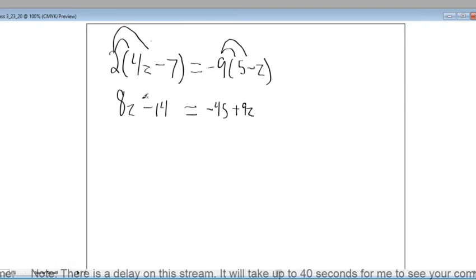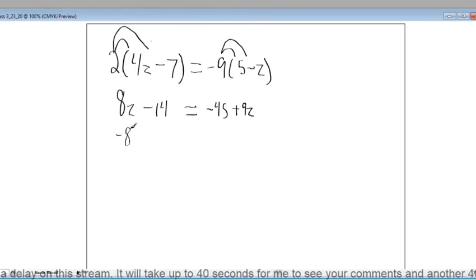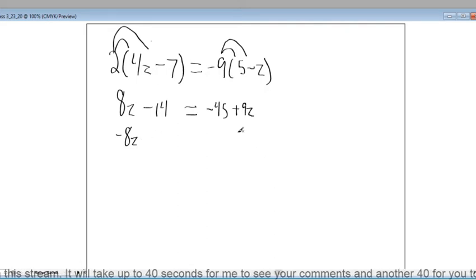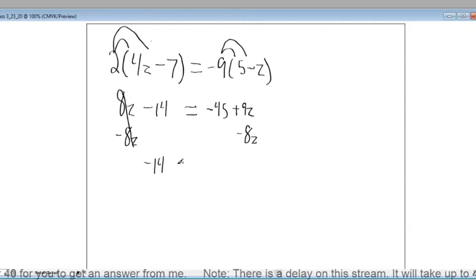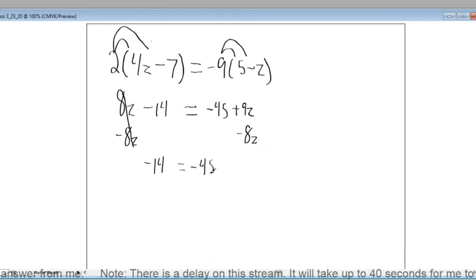So, again, we need to get the z's together. So I'm going to subtract 8z, subtract 8z, again, preserve balance on both sides. So this cancels here, and here we now have 9z minus 8z. Well, 9 minus 8, that's 1 left over, so a single z. So on this side we have 14 left, negative 14. On this side we have negative 45, then plus the 1z left over.